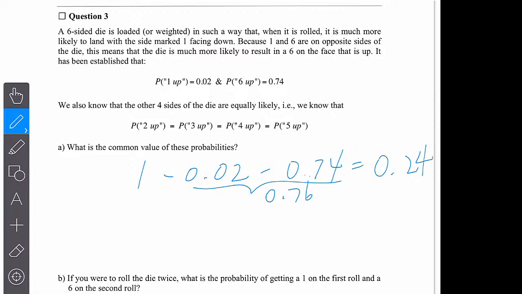Okay, and so what's left is 24%, and I need to distribute that equally over 4 possible outcomes. So 24 divided by 4 is 0.06. So all of these other outcomes should have probability of 6%. All right? So now the next part.